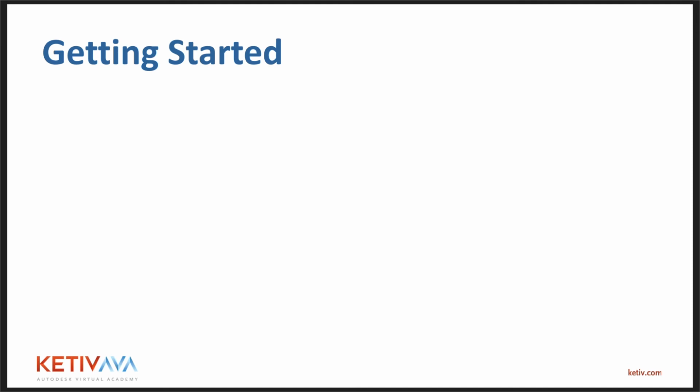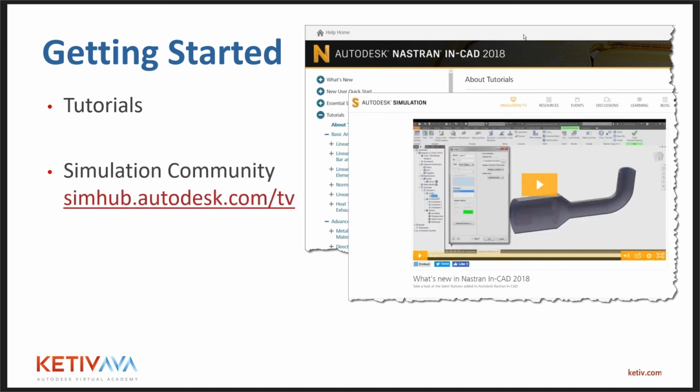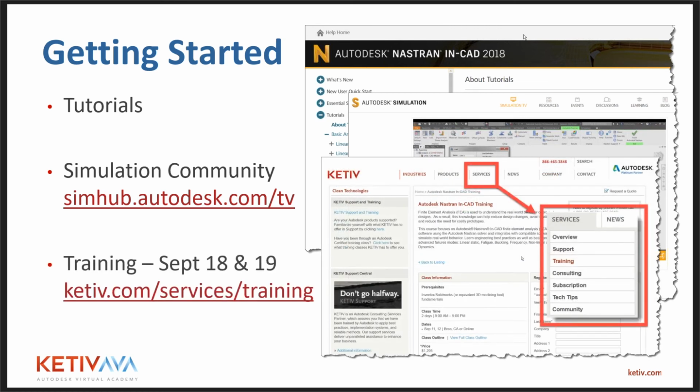So as far as getting started, let's talk about what the next steps are for you guys. There's tutorials within the tool. They're good tutorials. They're fairly detailed, and you can access those immediately through the tool. Another really good resource is the simulation community. If you go to simhub.autodesk.com, there's another subpage there for SimTV. There are a lot of resources there, not just on Nastran, but all the simulation offerings. There are discussion boards to ask questions and connect with some of the Autodesk people involved in the simulation tools.